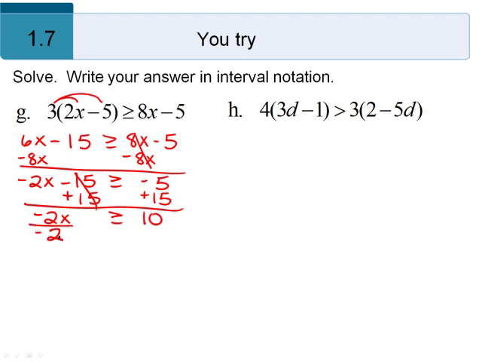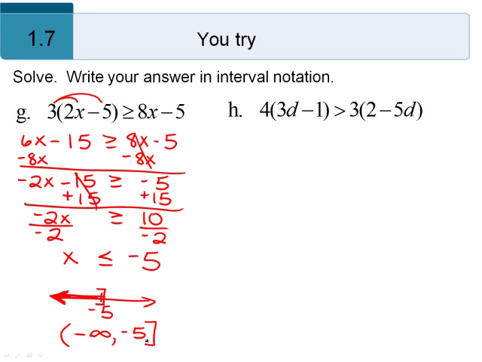Divide by negative 2 on both sides. Remember, change your inequality sign, and we get negative 5. So here we have negative 5. Less than or equal to is going to go to the left with a bracket. So think about this interval. The beginning part is all the way to the left, which is negative infinity, up to negative 5 with a bracket.